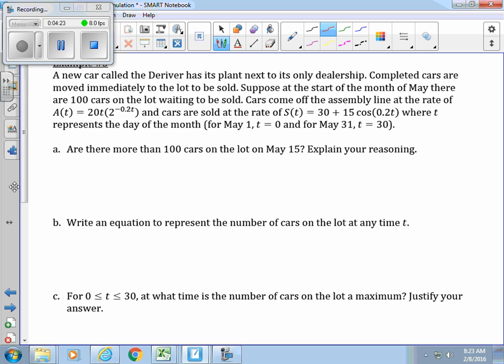I promise I didn't make this problem up. A new car called the Deriver has its plant next to its only dealership. Completed cars are moved immediately to the lot to be sold. Suppose at the start of the month of May, there are 100 cars on the lot waiting to be sold. Cars come off the assembly line at a rate of A of t, and cars are sold at a rate of S of t, where t represents the day of the month for May, 1 being t = 0 and May 31 being t = 30.